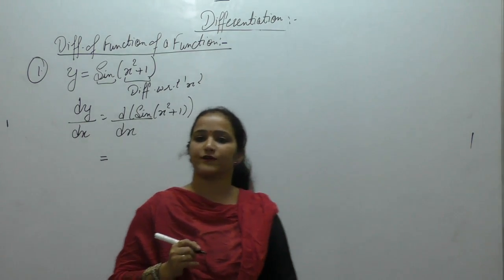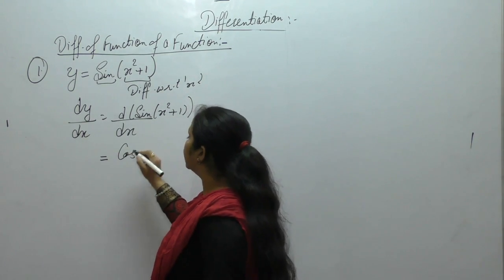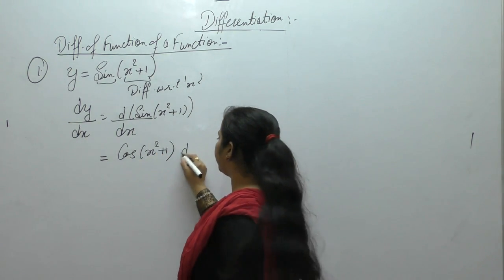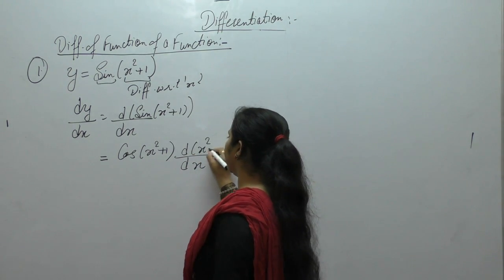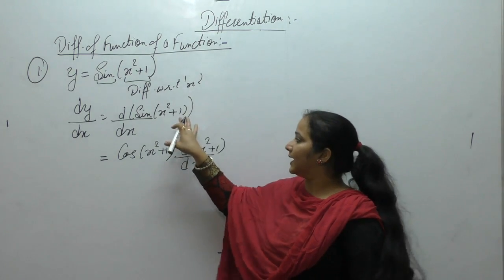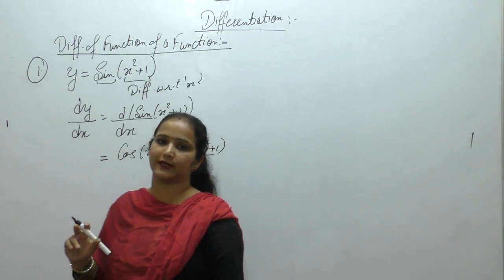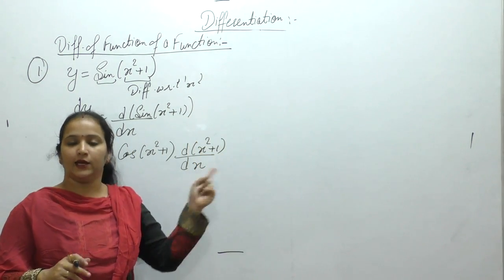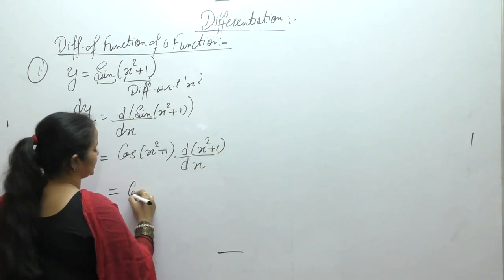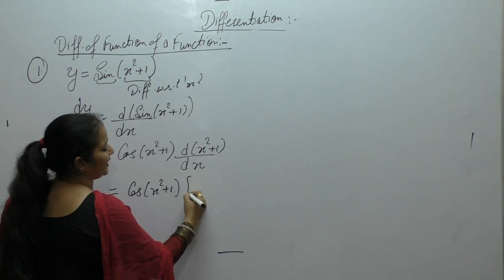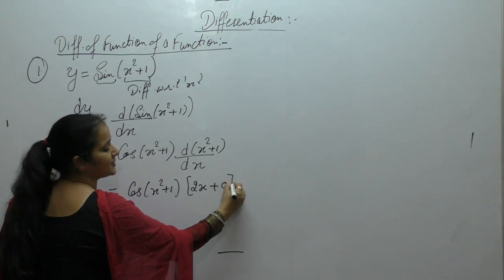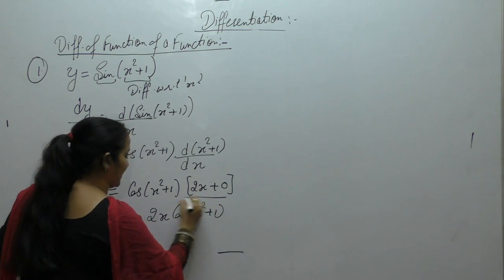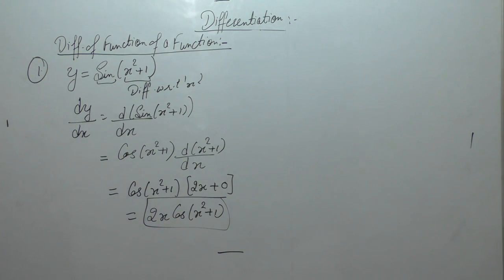Now what is the derivative of sin x? That is cos of x. Instead of x, here is the other function x square plus 1. So we have to take the derivative of that function also. Is it clear? अगर आप cos(x square plus 1) पे छोड़ देते हो तो it is wrong. जो भी फंक्शन दूसरा है हमें उसका भी डेरिवेटिव लेना है. तो ये बात आपको याद रखनी है. cos(x square plus 1), derivative of x square is 2x, constant term is 0. So we get the result as 2x cos(x square plus 1).